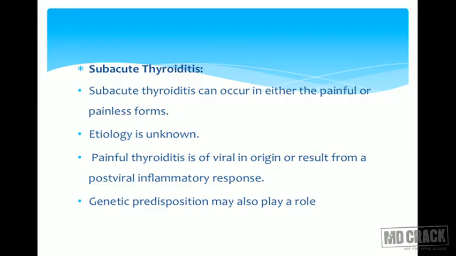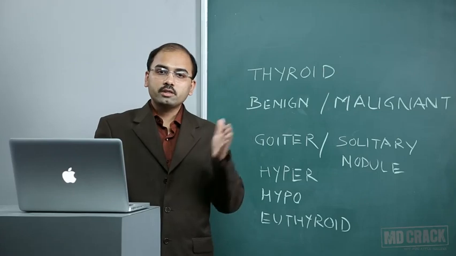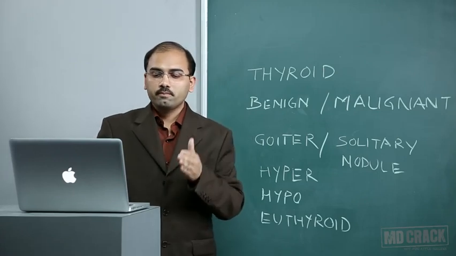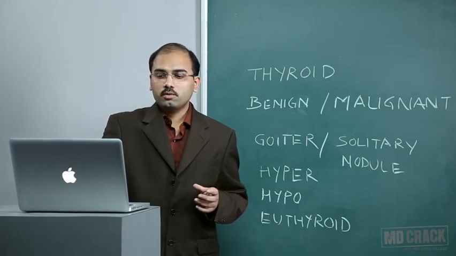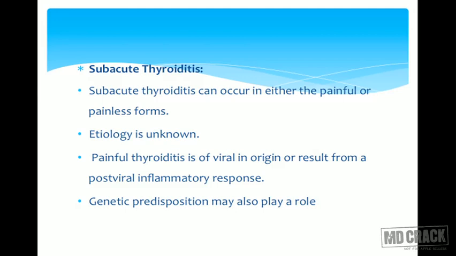Next, we move on to subacute thyroiditis. Subacute thyroiditis can occur in either a painful or painless form. So the spectrum of thyroid disease now goes on to the subacute form. The etiology is not known. Painful thyroiditis is of viral origin or it may result from a post-viral inflammatory response.